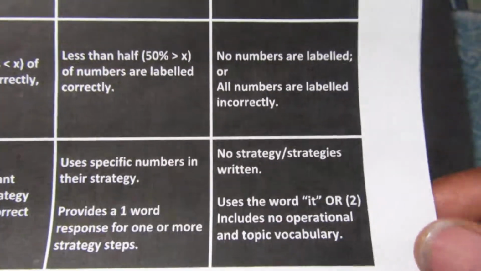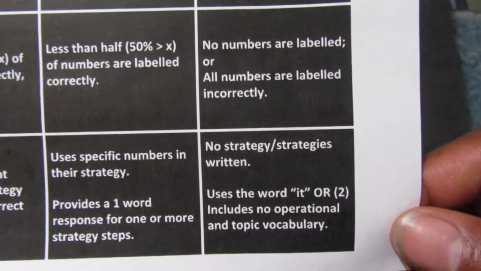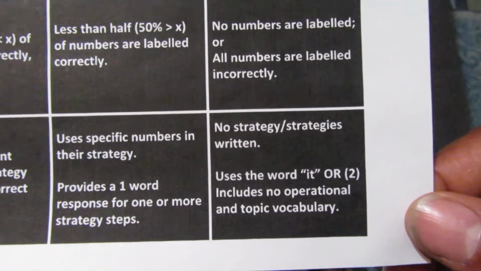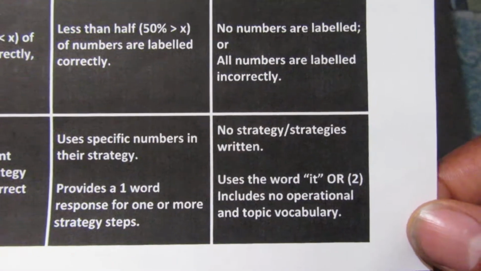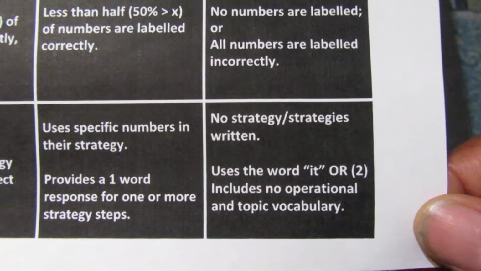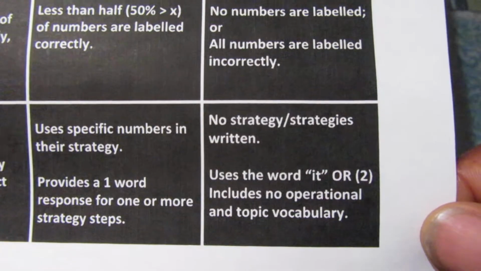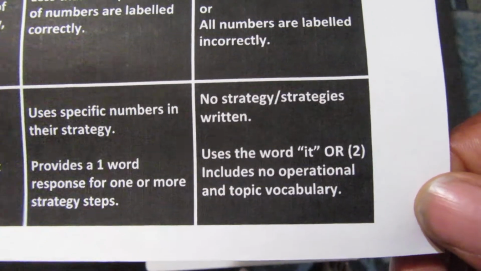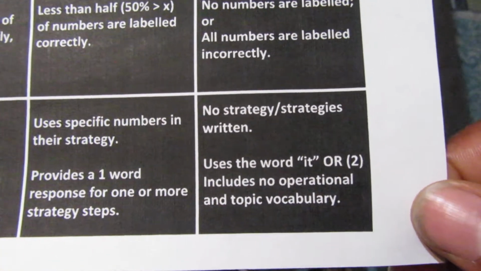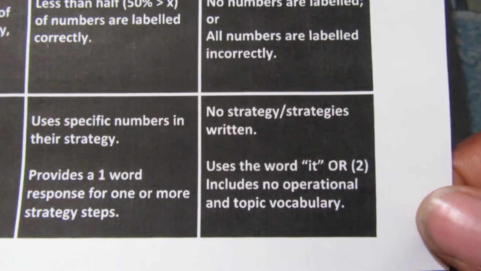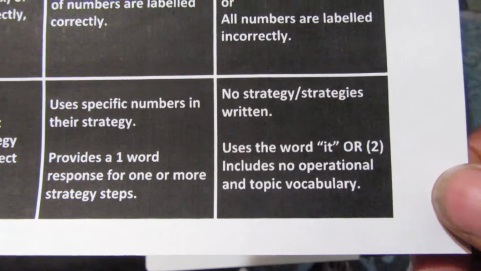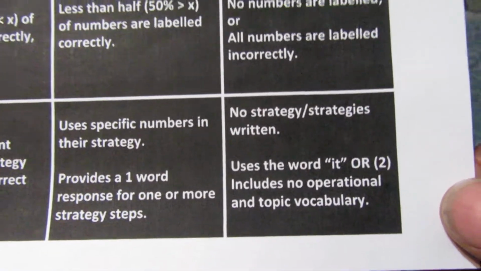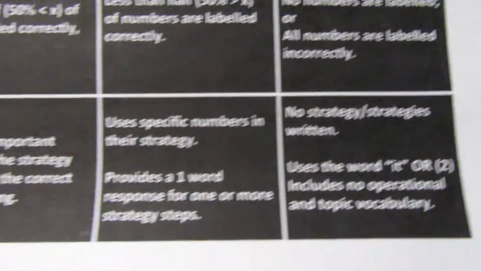So you earned a 1 if you had no strategy written at all, or once again, you use it and we have nothing to reference, or you don't include important operational or topical vocabulary. So if it's relating to the topic and you don't include that, let's say it was about grams and you put ounces, or pounds and it was miles, then you would put incorrect one. Or maybe you don't even list it, you say 10, it was 10 miles. At that point, you're going to be listed as an amateur.